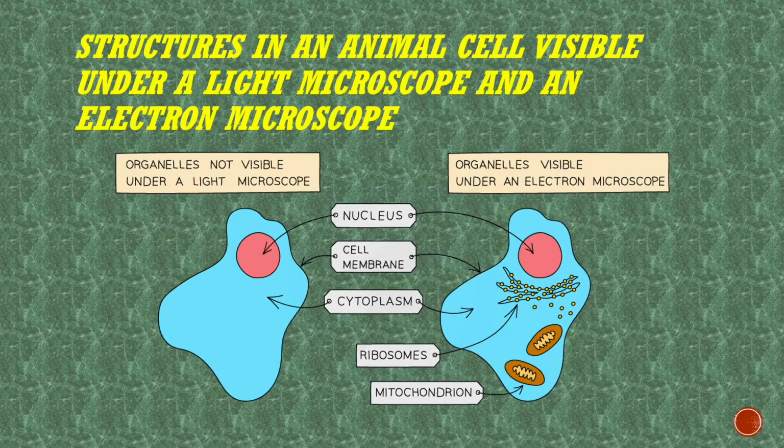The diagram shows the structures in an animal cell that is visible under a light microscope and under an electron microscope. Under a light microscope, these are the visible parts or structures: the nucleus, cell membrane, and the cytoplasm. Using an electron microscope, you can see the following structures: nucleus, cell membrane, cytoplasm, as well as ribosomes and mitochondria.